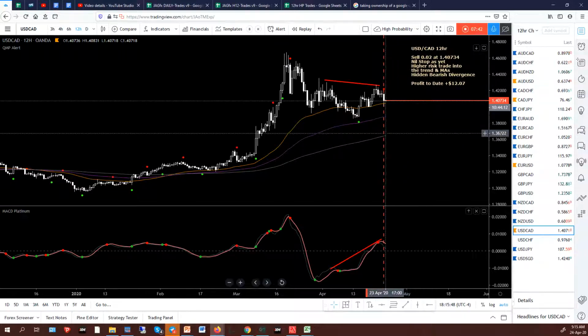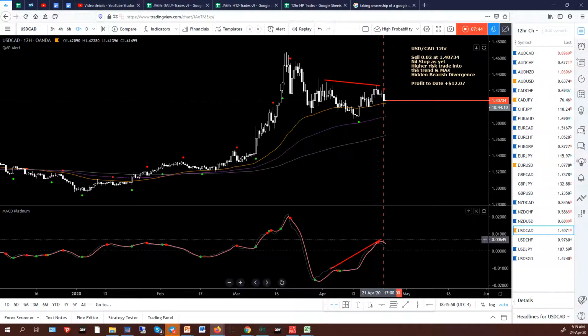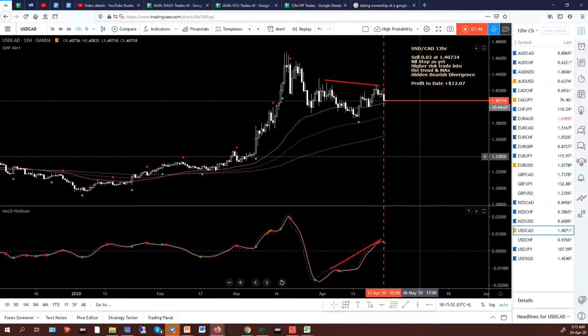So I've taken a sell this morning. As I said, it's a high risk trade. The MACD Platinum is above the zero level. Not an ideal setup, but it's worth a shot.